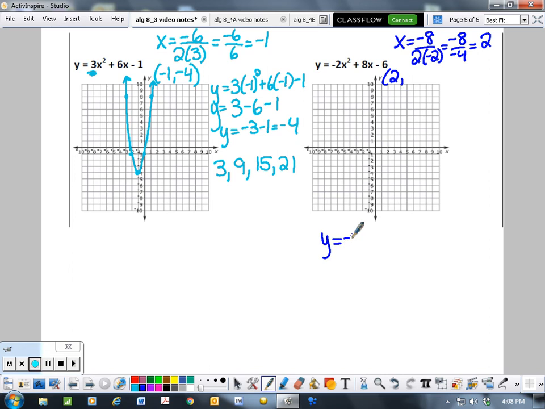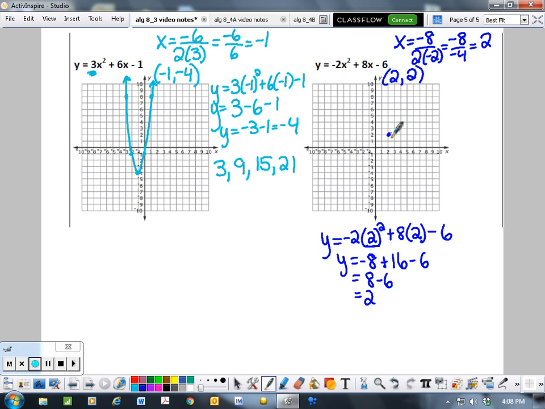So y equals negative 2 times 2 squared plus 8 times 2 minus 6. 2 squared is 4. Negative 2 times 4 is negative 8. 8 times 2 is 16 minus 6. So we get 8 minus 6, which gives us 2. So our vertex is at 2, 2.